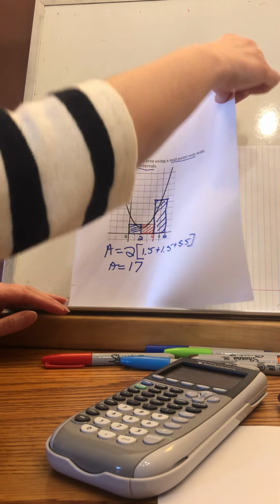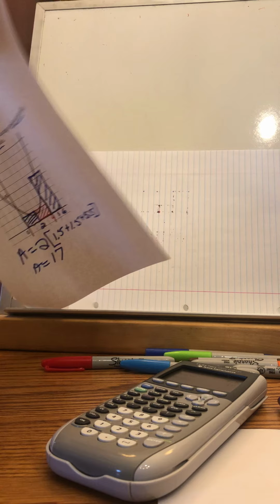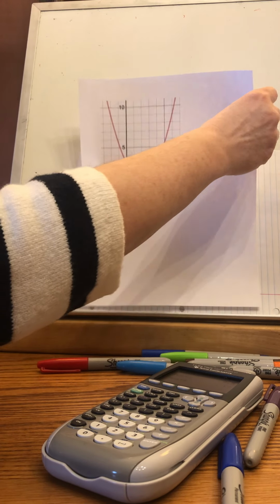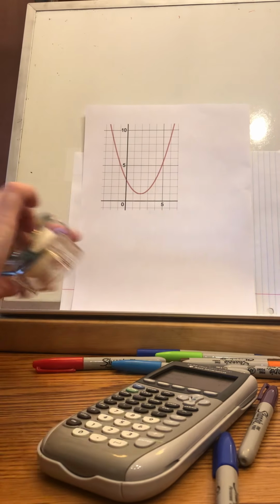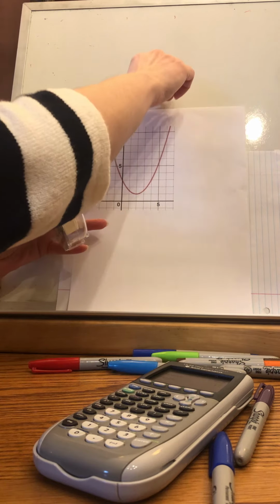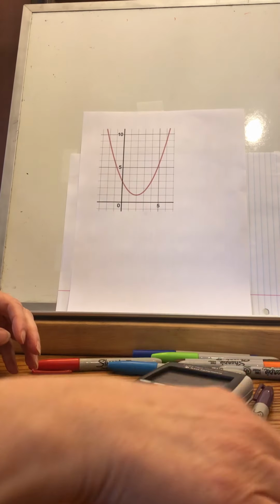Well, what Riemann came up with a long time ago was, how do I get the most accurate and then eventually the exact area under the curve? So now we're going to proceed to getting the exact area under the curve.